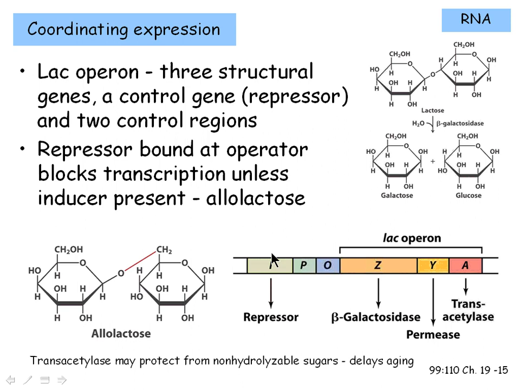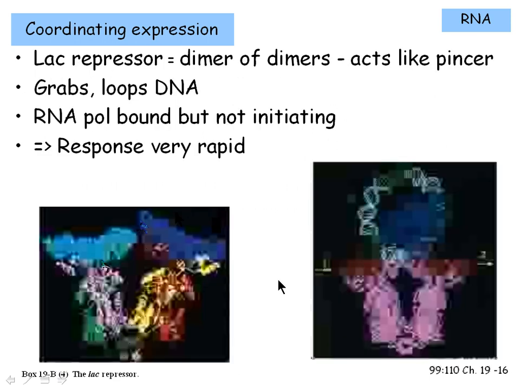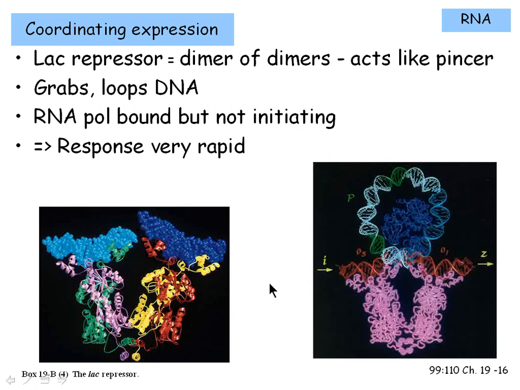There's a gene I that makes a repressor. This protein binds at the O operator site, and it blocks the movement of the polymerase in the absence of an inducer. Now, the inducer is not actually lactose, it's allolactose, which is a slightly changed version of lactose. And so what that looks like is something like this. Actually, it kind of looks like Bozo the Clown.